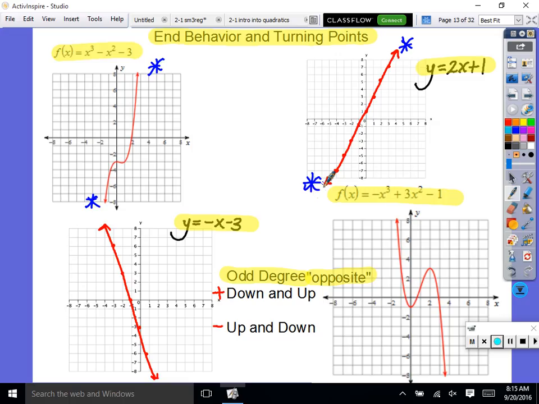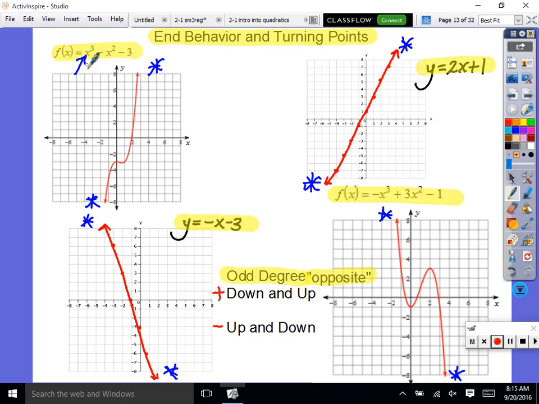Opposite, not the same, opposite end behavior. So right here we have another one with opposite end behavior. And we have another one with degree 3 with opposite end behavior. So it's going to work the same as evens, but a little bit differently. So an odd degree function has opposite end behavior. Then if it's positive in front, such as this, it's going to be down and up.